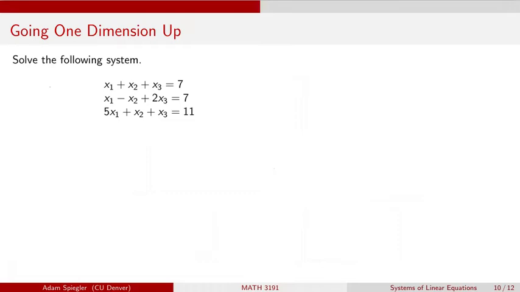So the system of equations I want to take a look at is x1 plus x2 plus x3 is equal to 7. x1 minus x2 plus 2x3 is equal to 7, and then 5x1 plus x2 plus x3 is equal to 11. So the first step would be, let's set up our augmented matrix for this system. So the first column is 1, 1, 5, 1, minus 1, 1 for the second column, and so on. So you can verify that we would have the following augmented matrix that we would start working with.